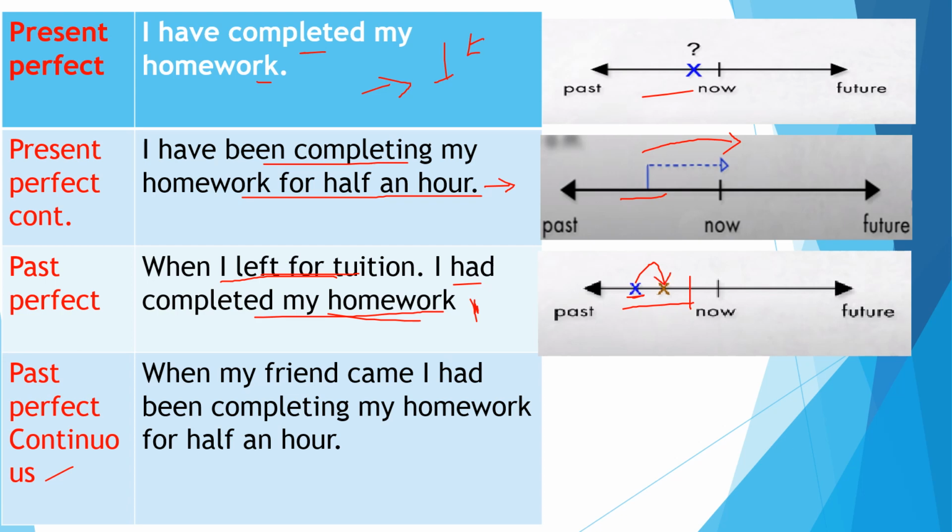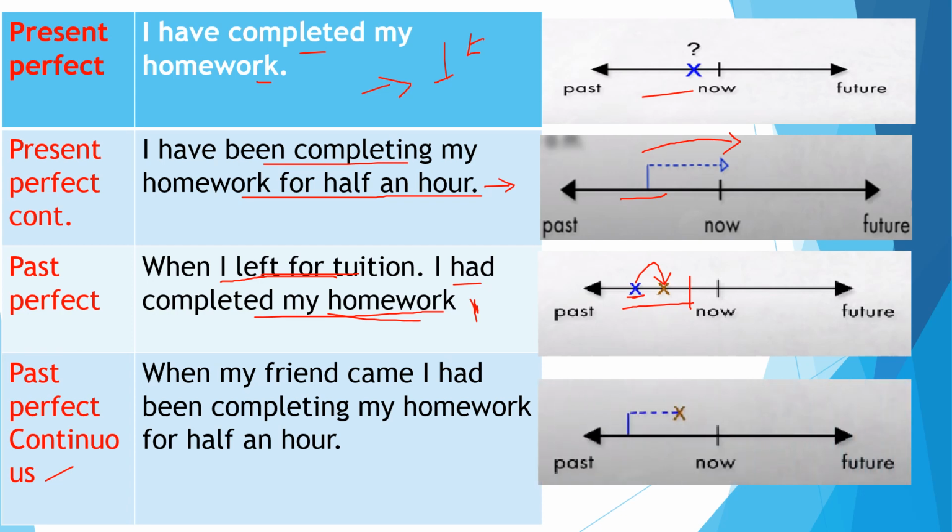Coming to the next, past perfect continuous tense. See here, when my friend came, I had been completing my homework for half an hour. So the friend came sometime in the past, because it is past tense. See here, this point you can assume as the friend.